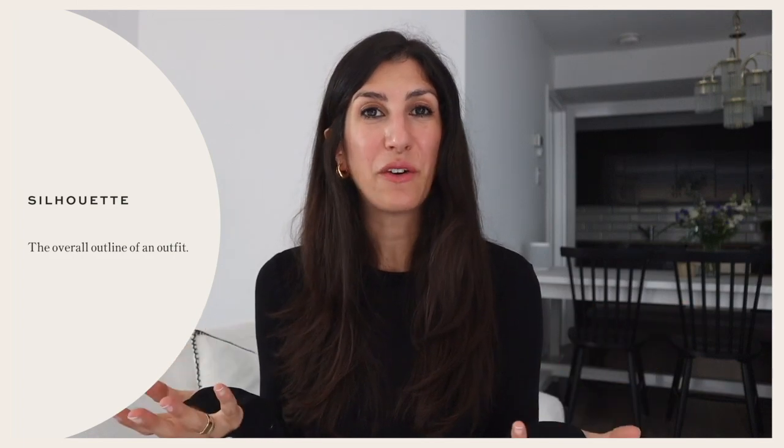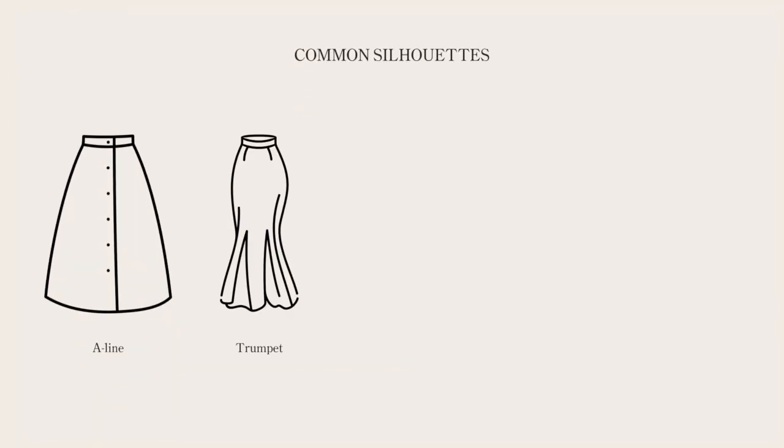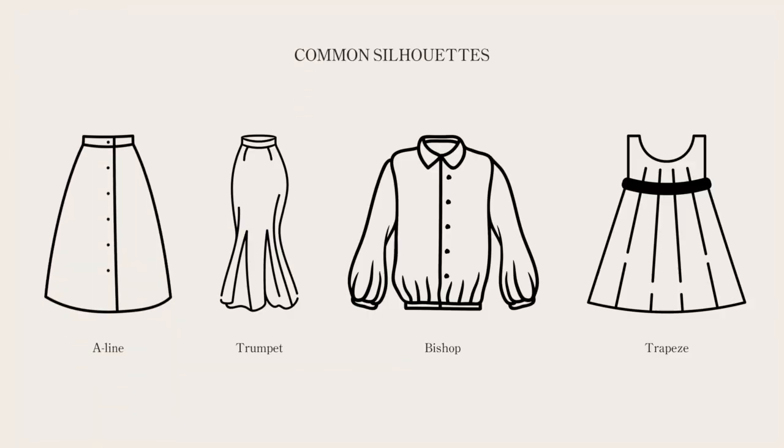First though, we're gonna start with silhouette. It's the easier of the two when it comes to shape. Silhouette is also pretty self-explanatory. It's the overall outline of the outfit. If we think of traditional fashion silhouettes, we think of A-line dresses, trumpet skirts, bishop sleeves, trapeze dresses.